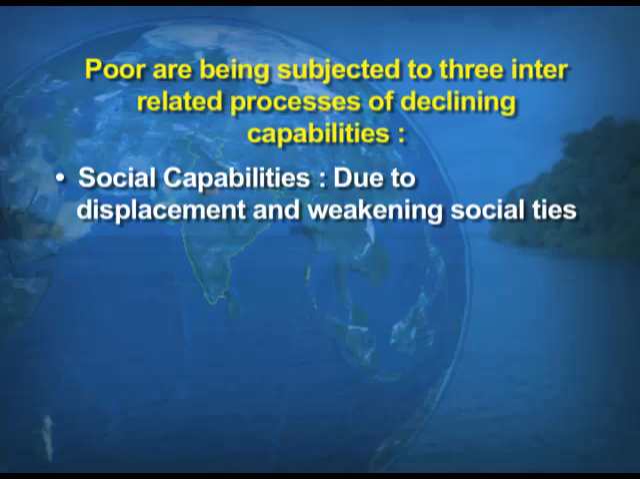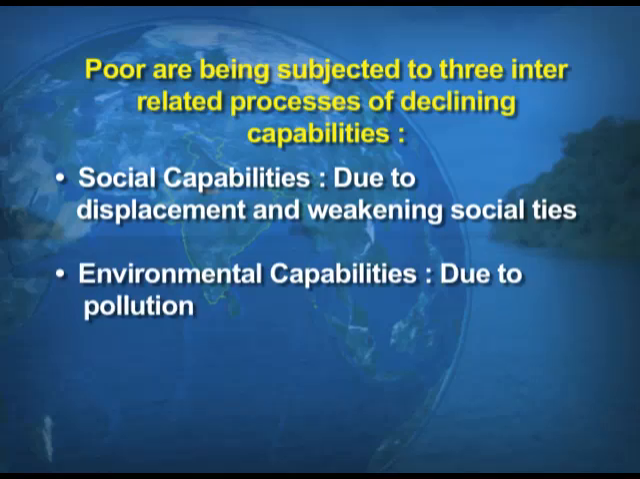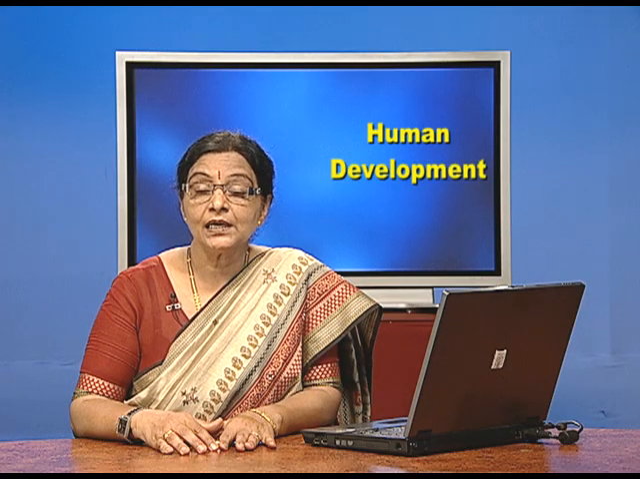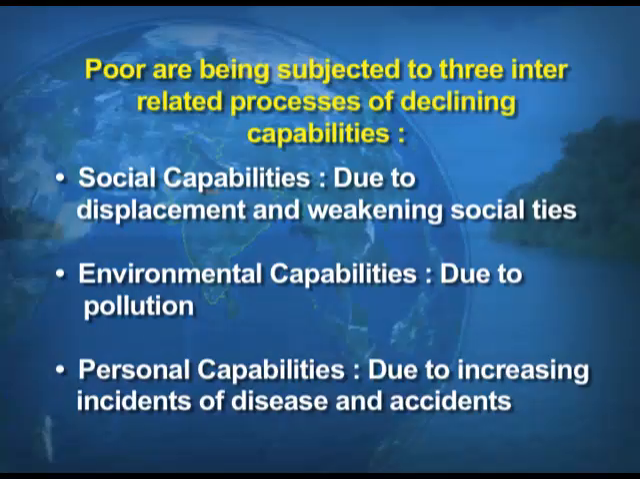life. One, that is social capabilities. This is due to the displacement and weakening of social ties. Number 2, environmental capabilities, that is the areas in which they live. So, that means we talk about the polluted parts of the country where they live. Thirdly, this is the personal capabilities of the people.